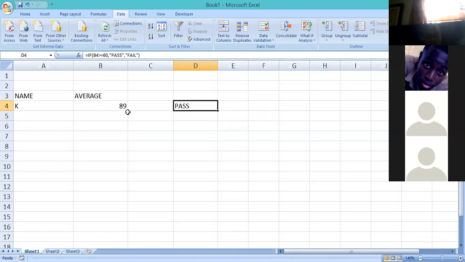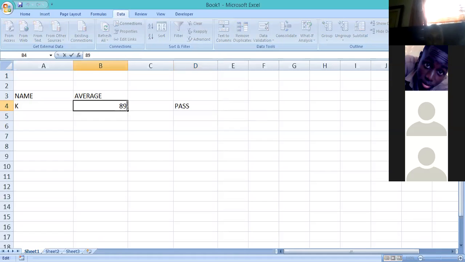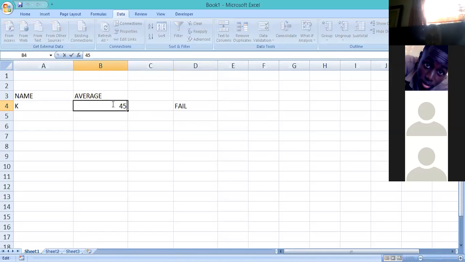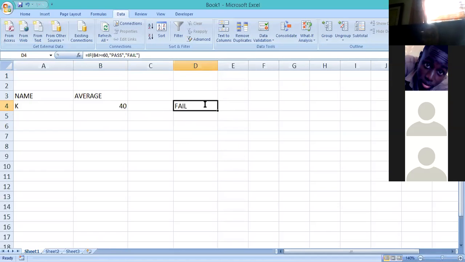So it prints pass. Let me change this to a number that is less than 60. Notice it automatically changed to fail without me even having to touch the formula. You guys see that? 80, changed to pass. 40, it changed to fail. All right, so some people said they don't remember this, but I think we did this already. Yes, miss, we did.